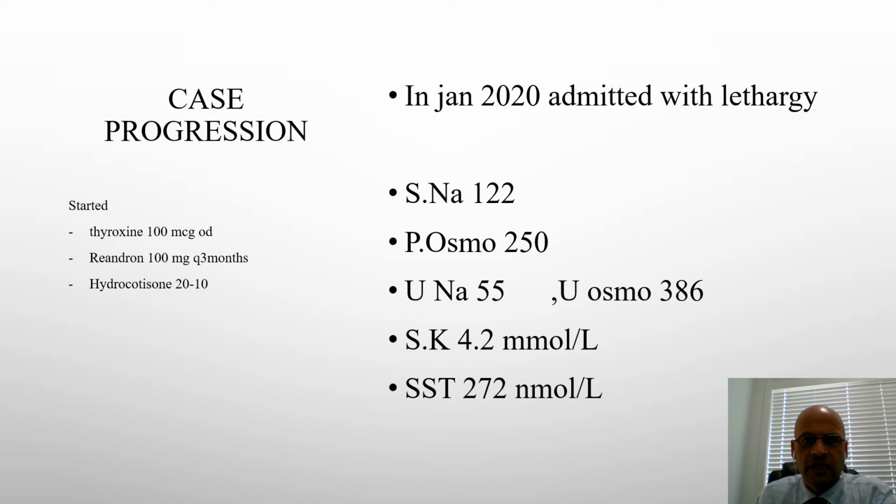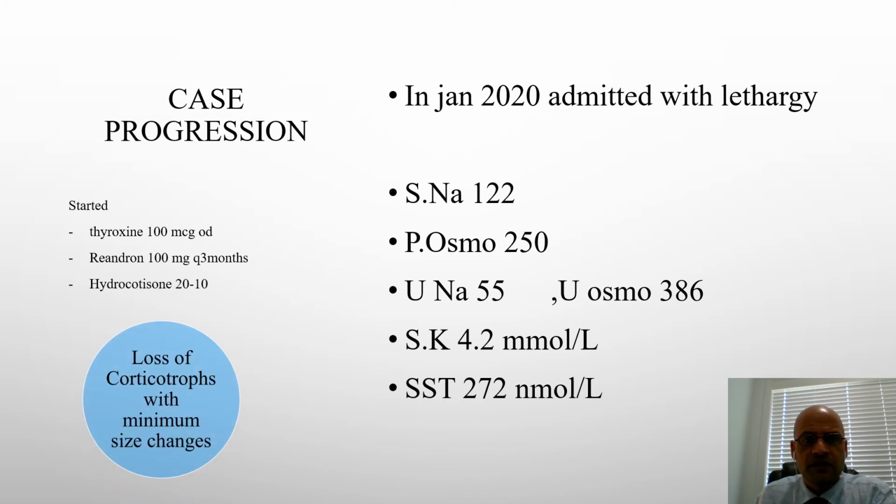He was found later on to have hyponatremia, and short synacthen dropped down as we progressed within a very short period of time. He was started on HRT appropriately, including cortisol. The concern at that point was that within 1 month, he lost his corticotroph function despite hardly any changes in the size of the tumor. So that was quite an alarming finding.